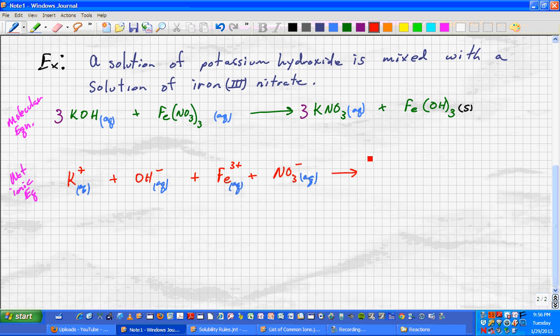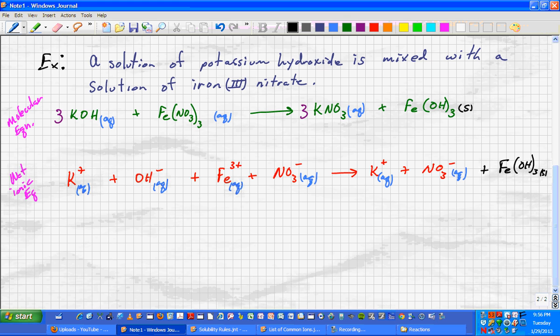Potassium nitrate, again, dissolves, so it's aqueous. So we've got potassium with its plus and nitrate with its minus. Aqueous, aqueous. And then last we come to the iron 3 hydroxide, which is a solid, so that doesn't dissolve, so we do not write it as its ions. It stays as iron 3 hydroxide.